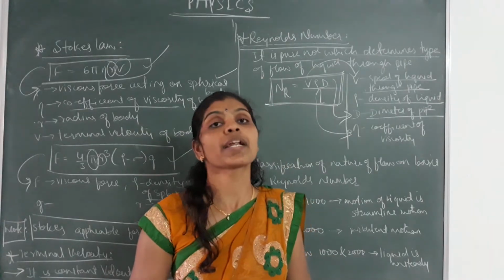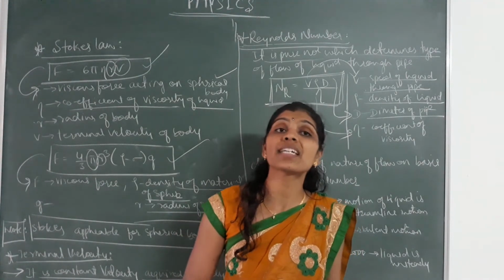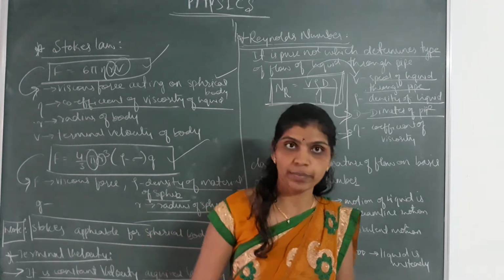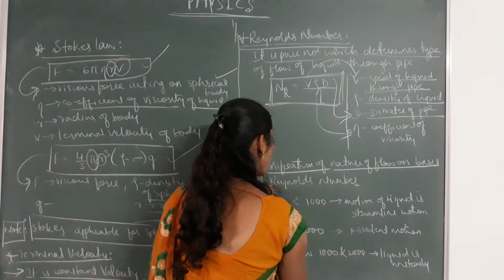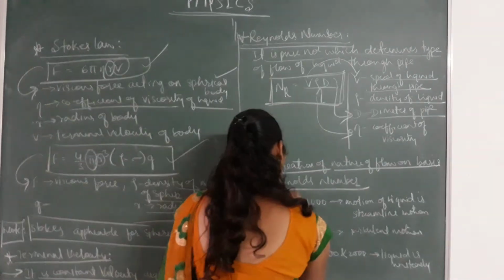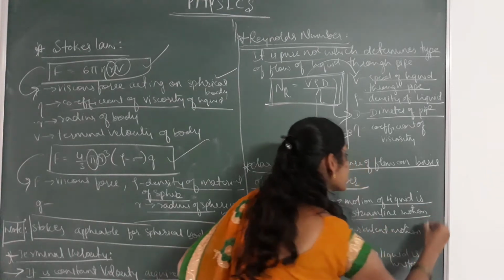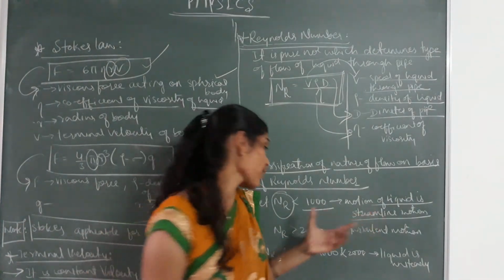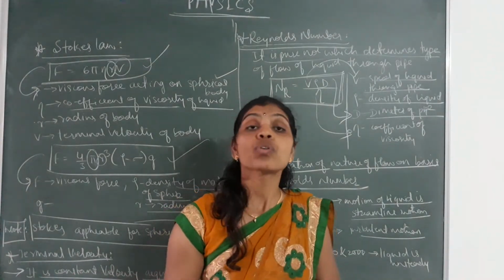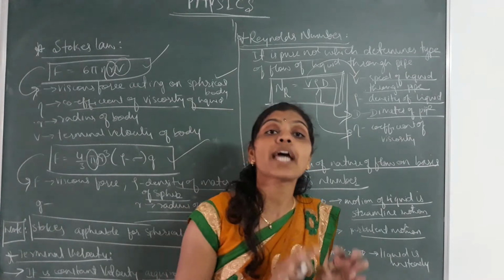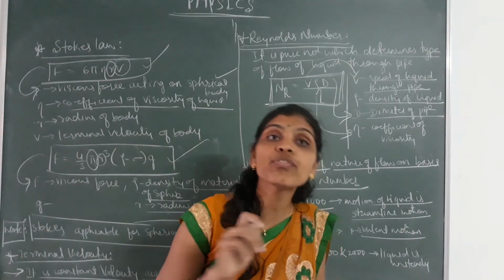For what purpose do we use the Reynolds number? We use it to classify the type of flow of liquid based on its value. If N_R, the Reynolds number, is less than 1000, the motion of the fluid is called streamlined flow. If the Reynolds number is greater than 2000, the type of flow is turbulent flow. If it lies between 1000 and 2000, then the flow is neither streamline nor turbulent, and we call it steady flow of liquid.